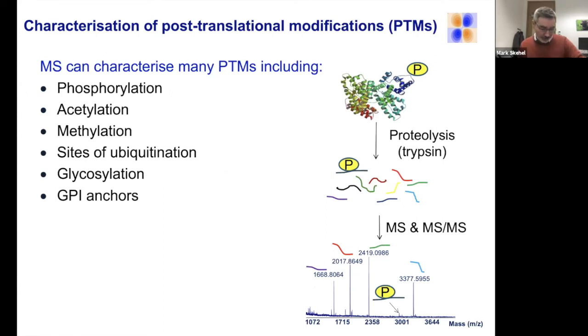Okay. What's mass spec also useful for? Well, it's good for looking at post-translational modifications, be those phosphorylation, methylation, sites of ubiquitination, glycosylation, or GPI anchors. I'm not sure about GPI anchors, to be perfectly honest, but certainly the first four here. And the approach is pretty much the same. You digest and you look for a mass difference of 79 in the phospho case.